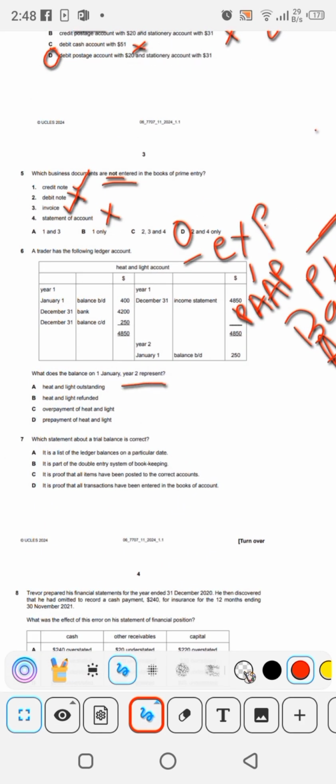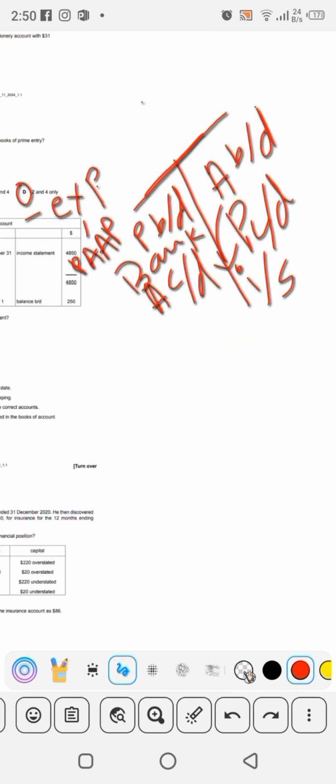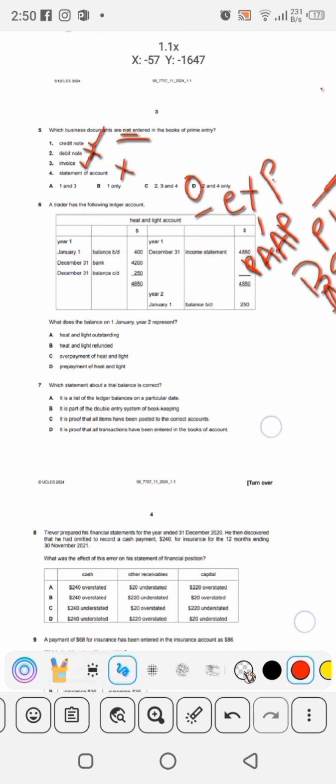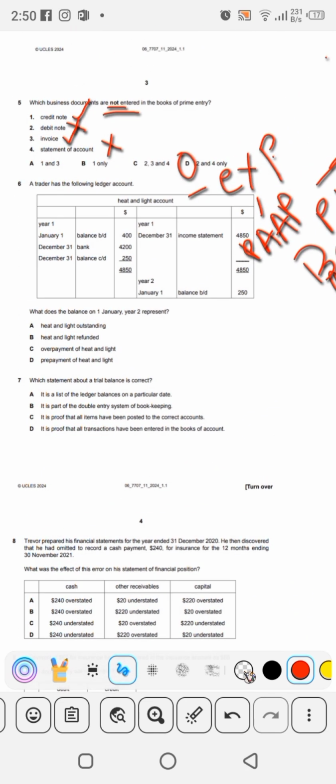So moving on to the question, it asks on 1st January year 2, what does the balance sheet present? So it is on the credit side brought down. So on the credit side there is accrued brought down. So accrued means outstanding, so part A will be the correct answer.